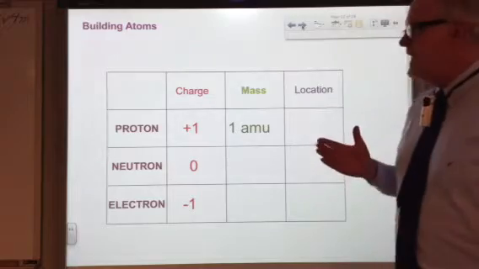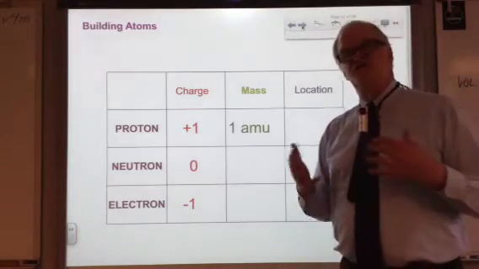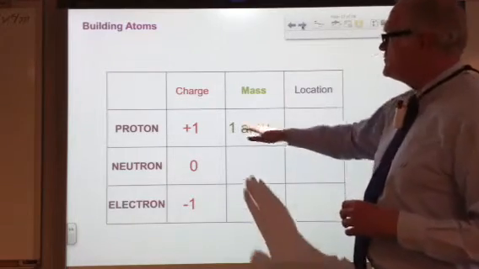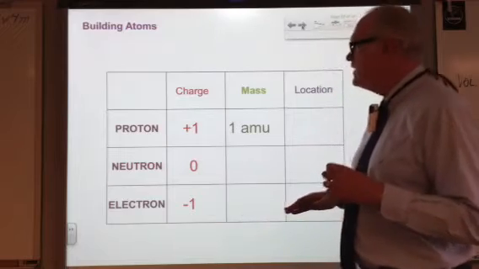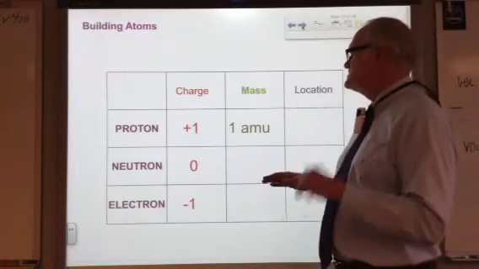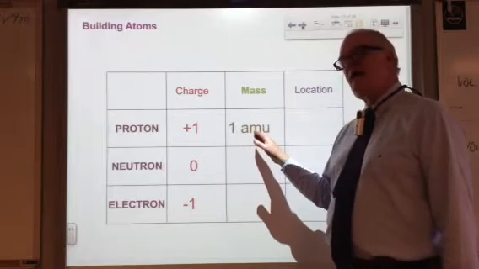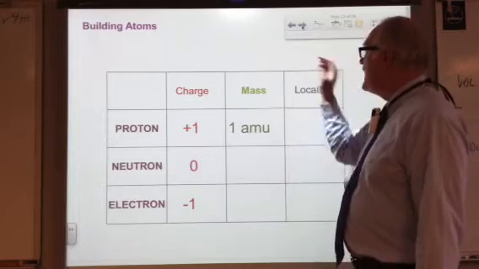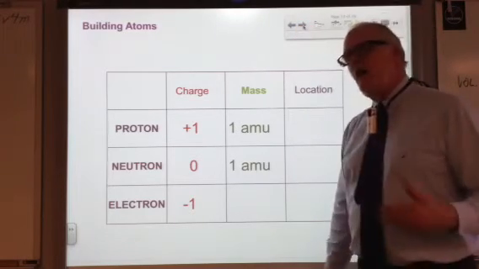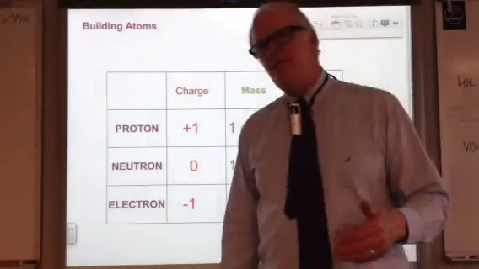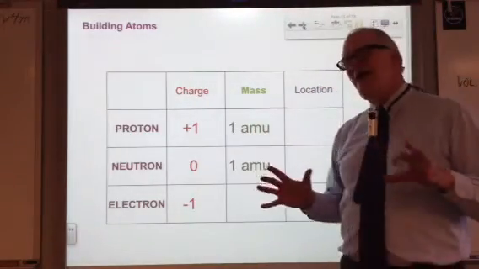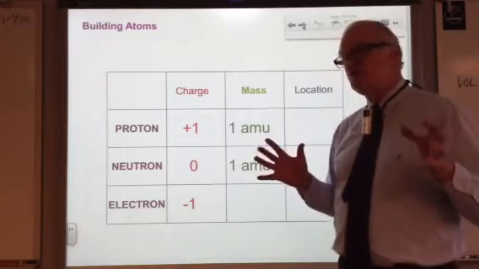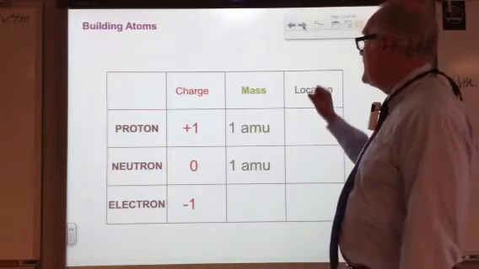So let's compare them for mass. Protons, neutrons, and electrons are extremely small. Atoms are small, and these things are smaller than atoms. So there's a special unit of measure we use when we're discussing the mass of these very small particles. And it's called the atomic mass unit, the AMU. And a proton has a mass of 1 AMU. It turns out that a neutron also has a mass of 1 AMU. Now, these two particles are not exactly precisely the same mass, but for our purposes, close enough. So we're going to call them each 1 AMU.